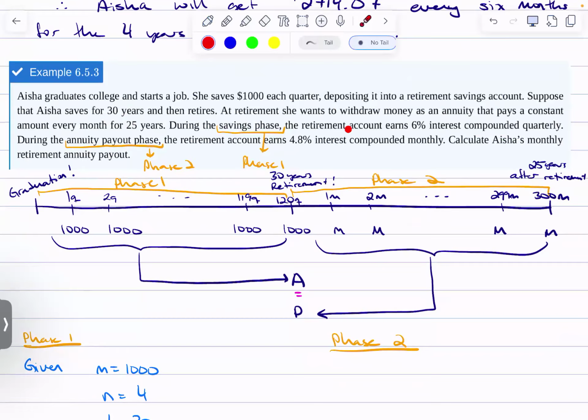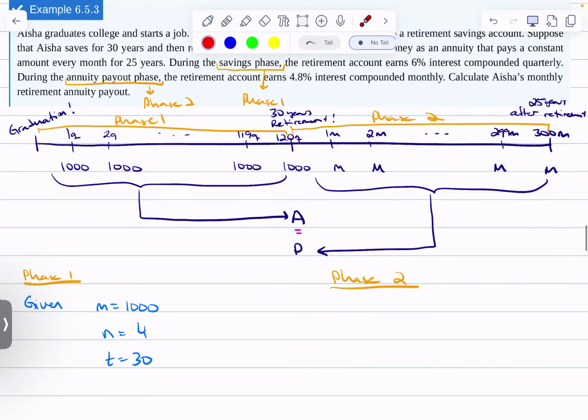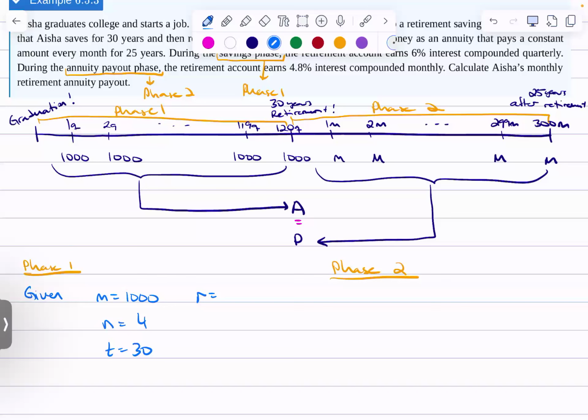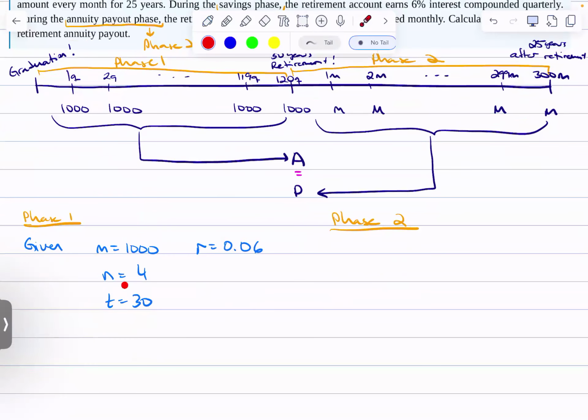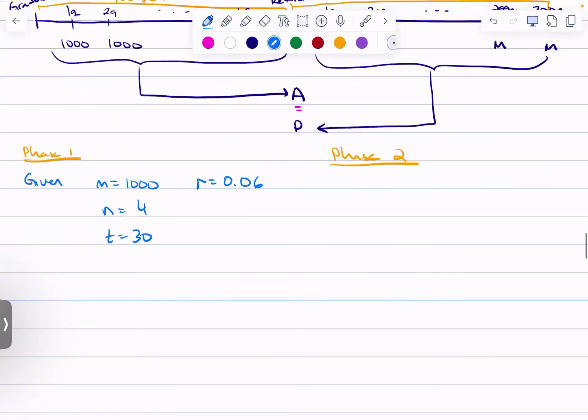And here's the tricksy part where you need to really be sure that you have your values in the right spots, right? Because during the savings phase, which we're calling phase one, the retirement account earns 6% interest compounded quarterly, which means that R is 0.06. And compounded quarterly is good because that matches the payment frequency, which is 4. And we want to find A.